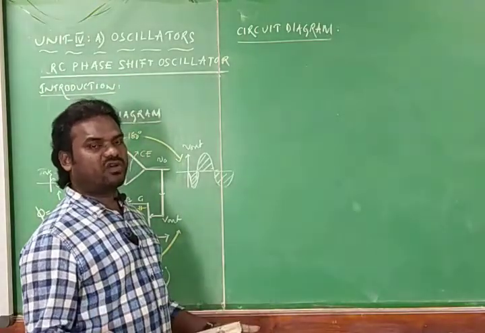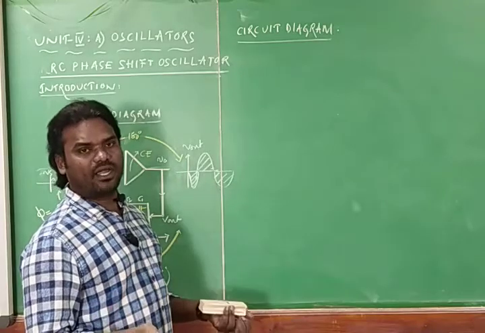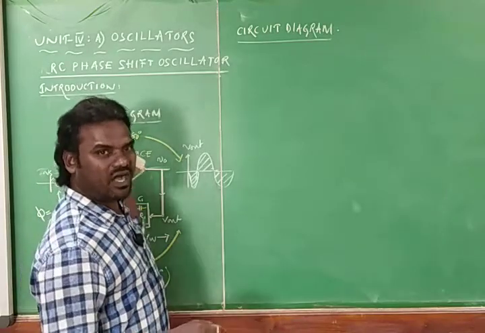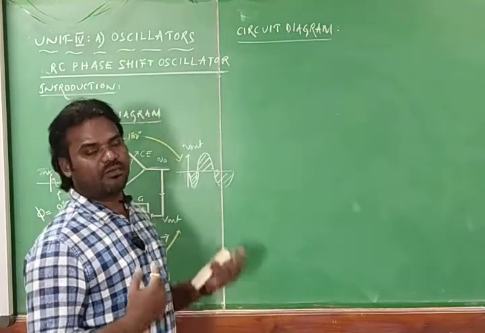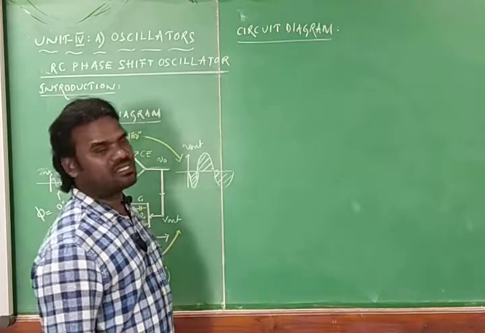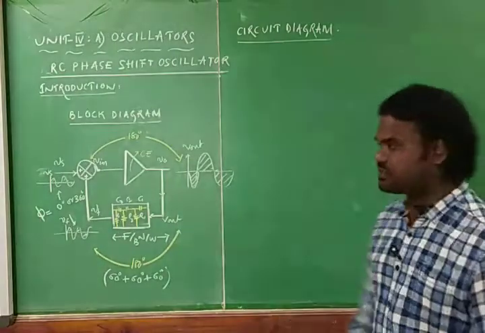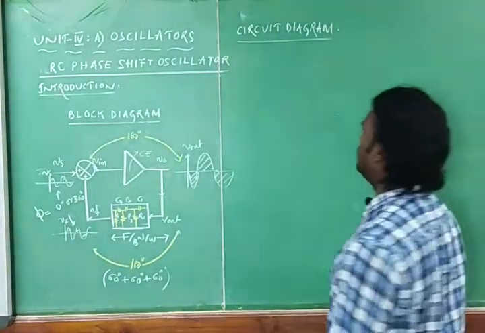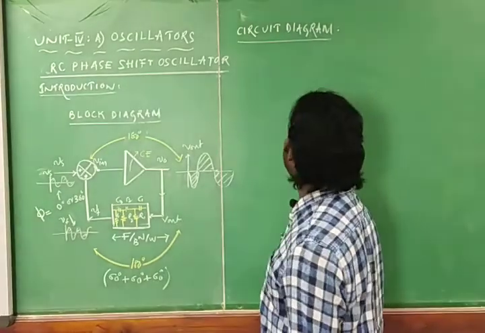It is an oscillator circuit, one class of oscillator circuit in which positive feedback is employed. The positive feedback is designed with the R and C components only, and this positive feedback is able to provide the phase shift of 180 degrees, so that it is named as RC phase shift oscillator. This is the block diagram of RC phase shift oscillator. Now I am going to discuss the circuit diagram of RC phase shift oscillator.